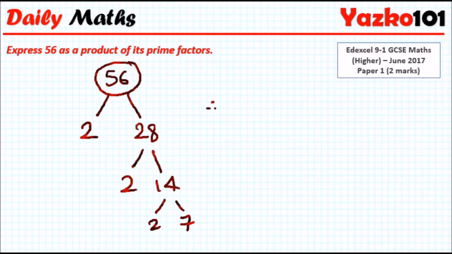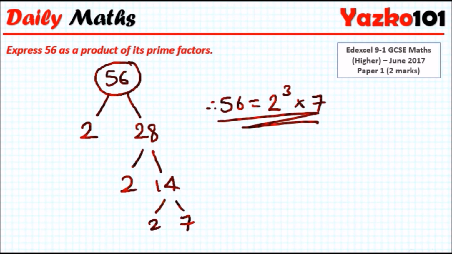We say therefore 56 can be broken down into 3 sets of 2. So we can say 2 to the power of 3 times 7, which is only one of them, so we leave it like that.